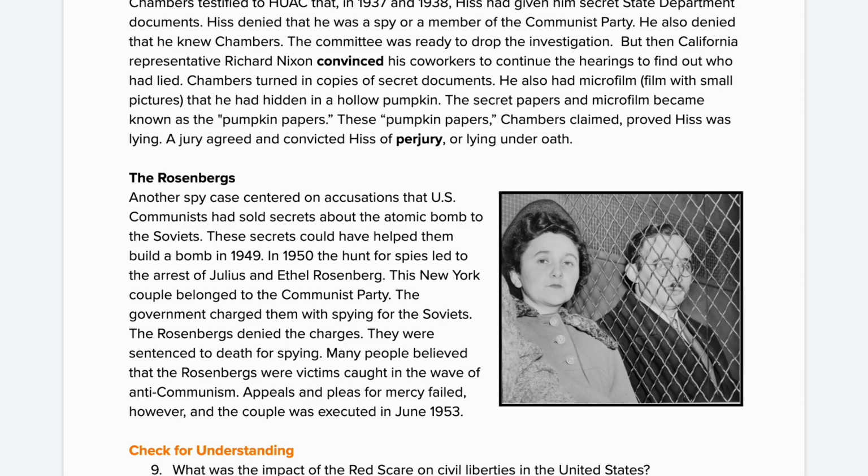The Rosenbergs denied the charges. They were sentenced to death for spying. Many people believed that the Rosenbergs were victims caught in a wave of anti-communism. Appeals and pleas for mercy failed, however, and the couple was executed in June 1953.